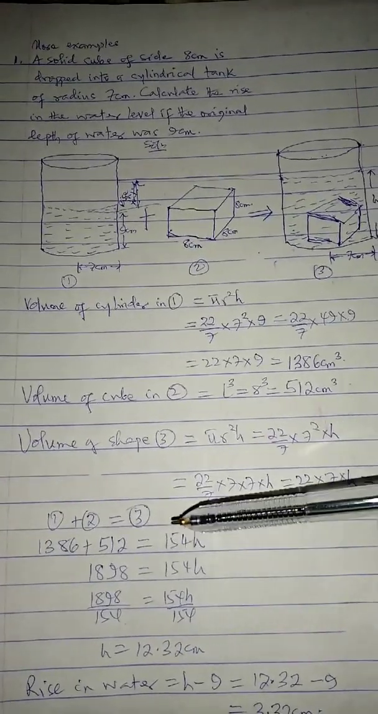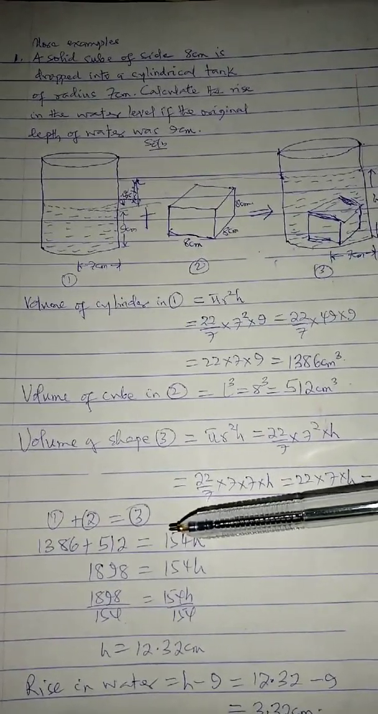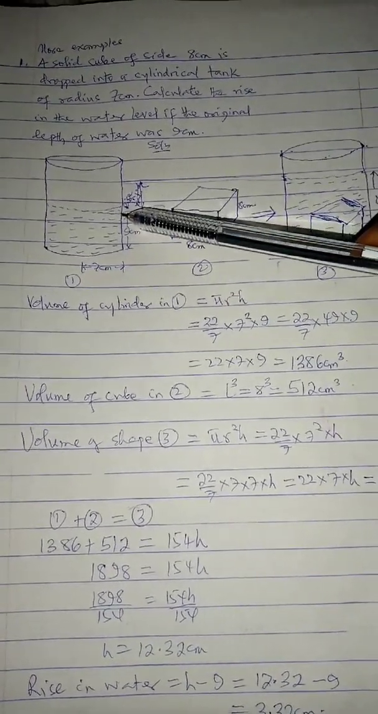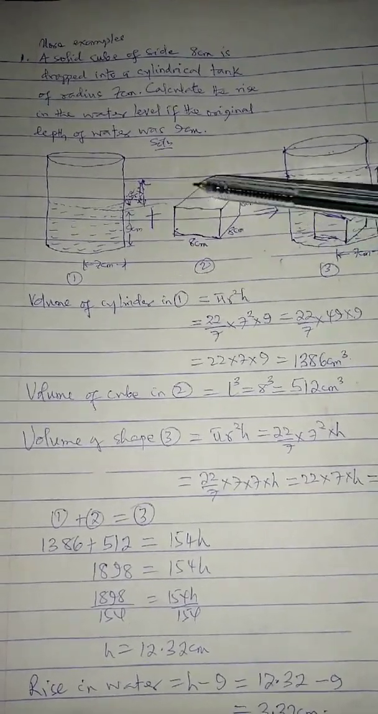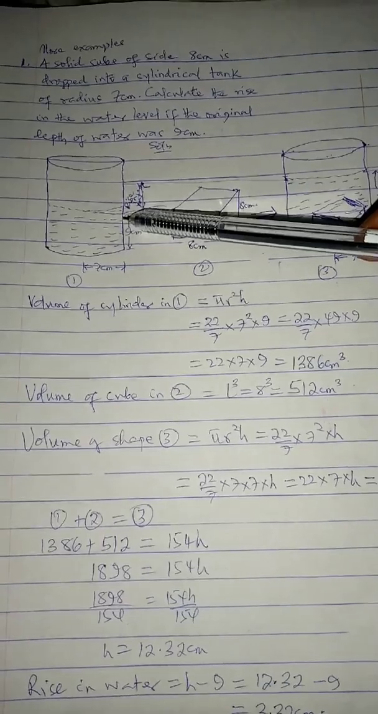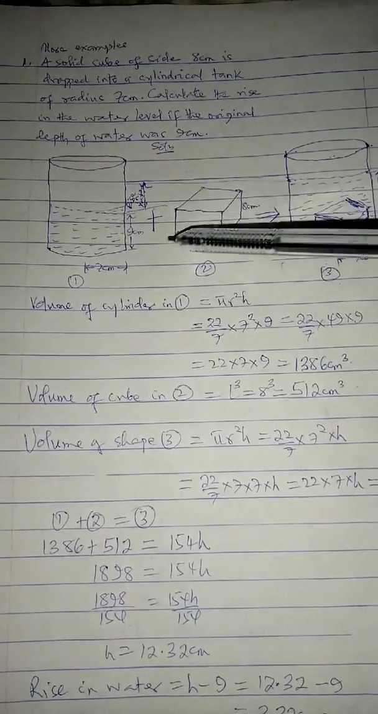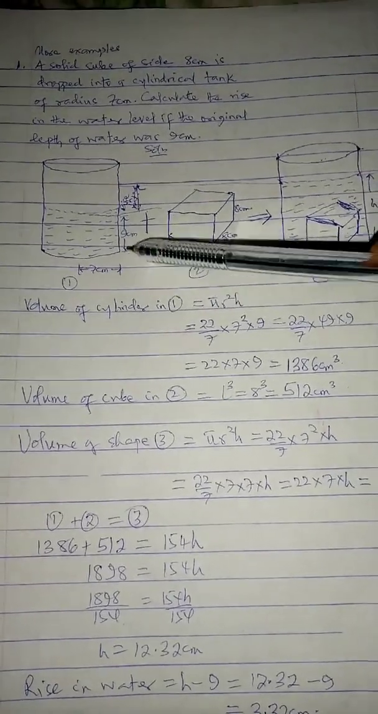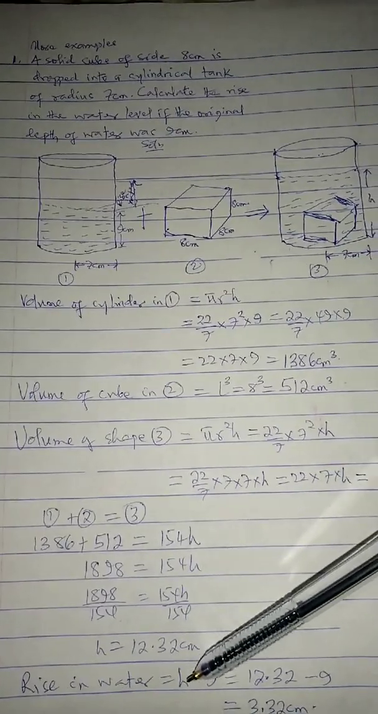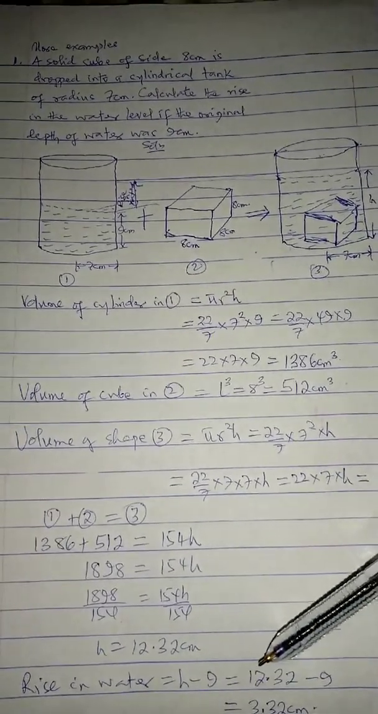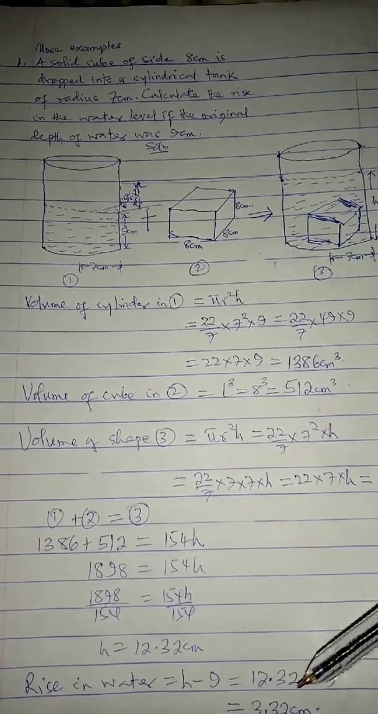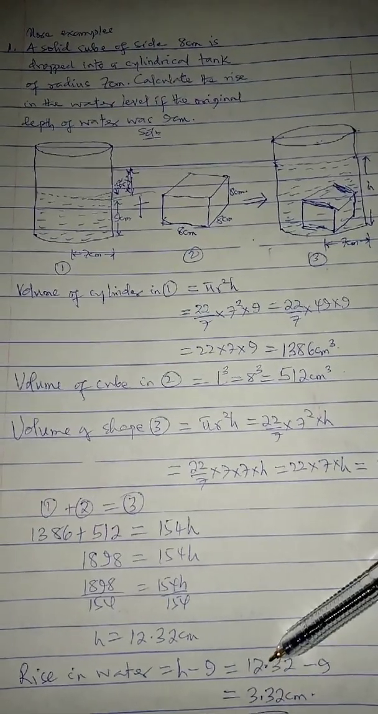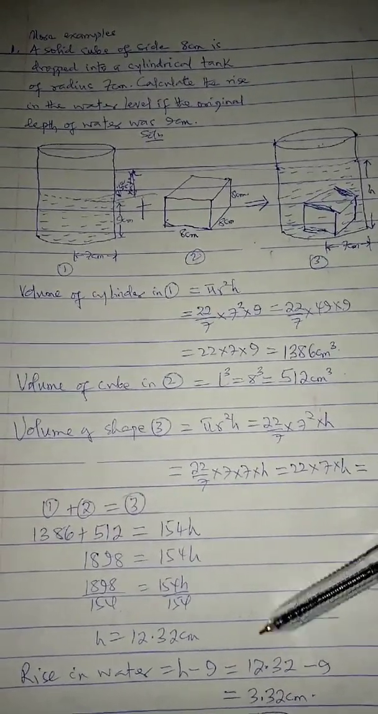12.32 cm. But we are to get the rise in the water level. The water, which was originally at this level, rises to this level. So the rise is from here to here, which is the same thing as saying the new height minus the original height, and that is h minus 9, which is 12.32 minus 9, which will give us 3.32 cm, and that is the rise in the water level.